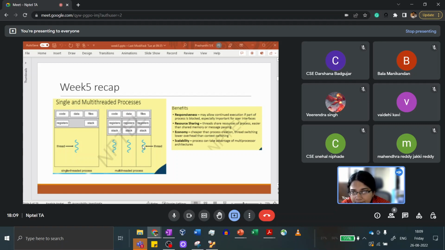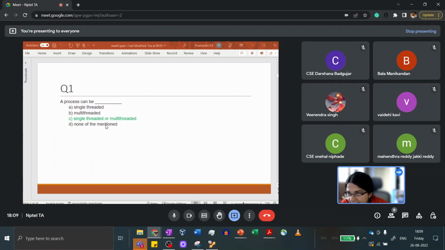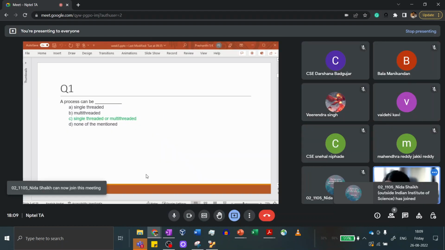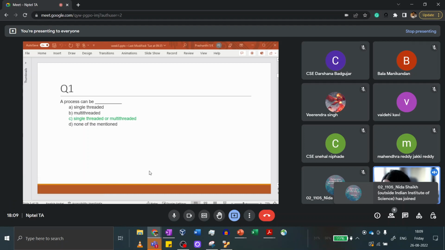Scalability, your multi-threaded process can actually run in parallel on the multiple cores that your processor has. And responsiveness is if one part of the process is blocked, as in one thread goes into the blocked state, the others can still continue to execute, right? So now going back to the question, we see that a process can be single threaded or multi-threaded. So I'll pause for a minute here so that people who just joined can take a look at the question and others can ask me if they have any doubts.